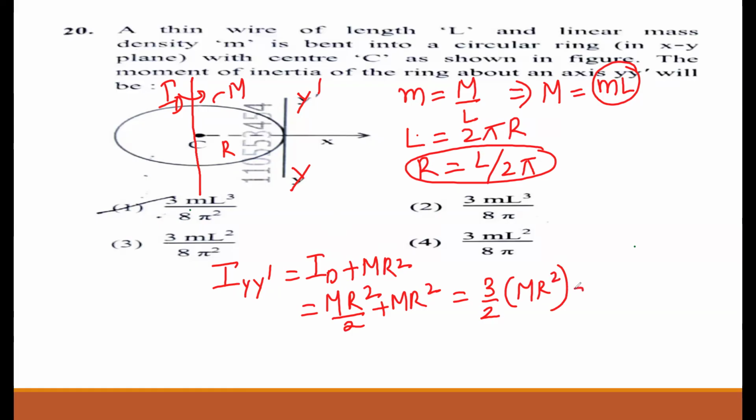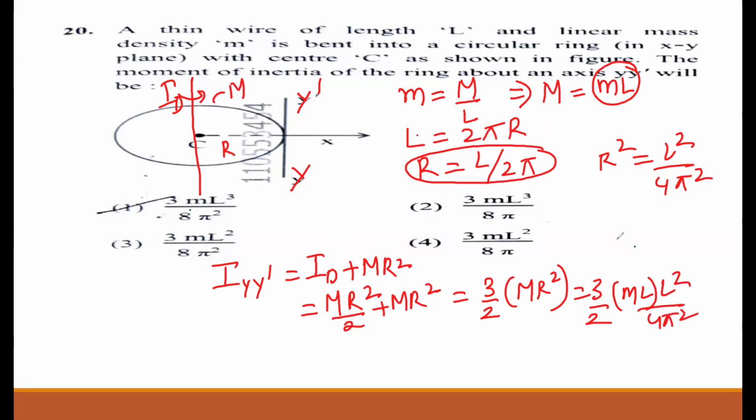But what is that 3 by 2? M is ml and r is r square would be L square by 4 pi square. So now L square by 4 pi square. So total 3 m L cube by 8 pi square would be the answer. So third option would be the correct answer here.